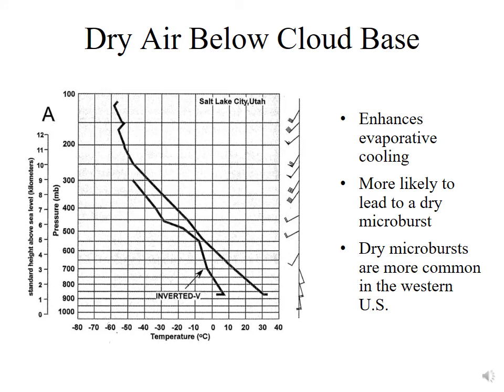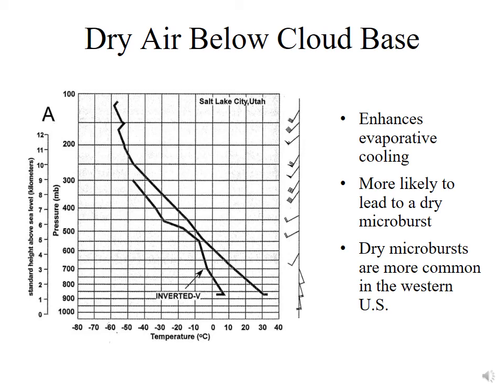So let's look at a sounding to see an example of where we have dry air below cloud base. We refer to these soundings as the inverted V. So this is a Skew-T diagram. The right line is the temperature, the left line is the dew point temperature. And recall that a big difference between the temperature and the dew point indicates a dry atmosphere. So in this case, this dry layer will enhance the evaporation from precipitation that falls into that layer. It's more likely to lead to a dry microburst in this case.